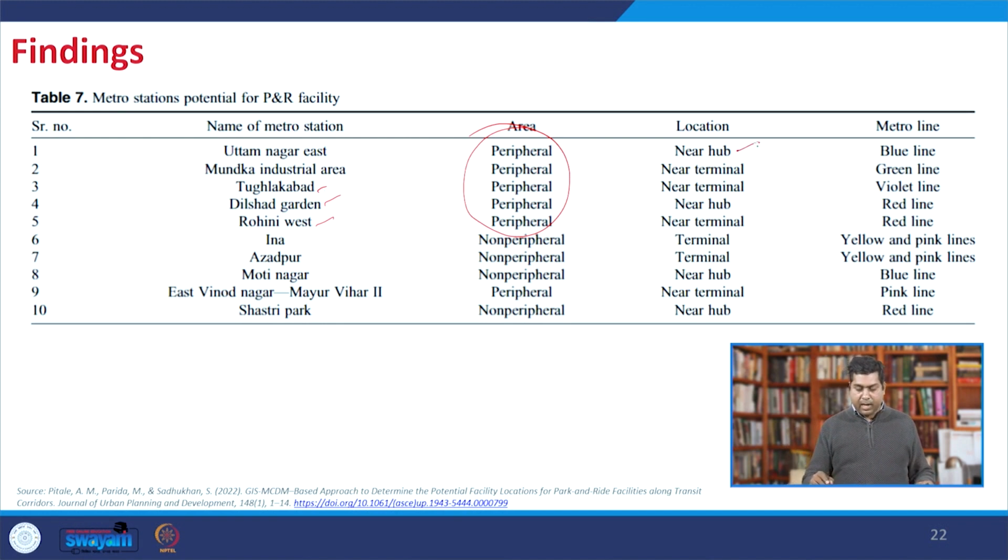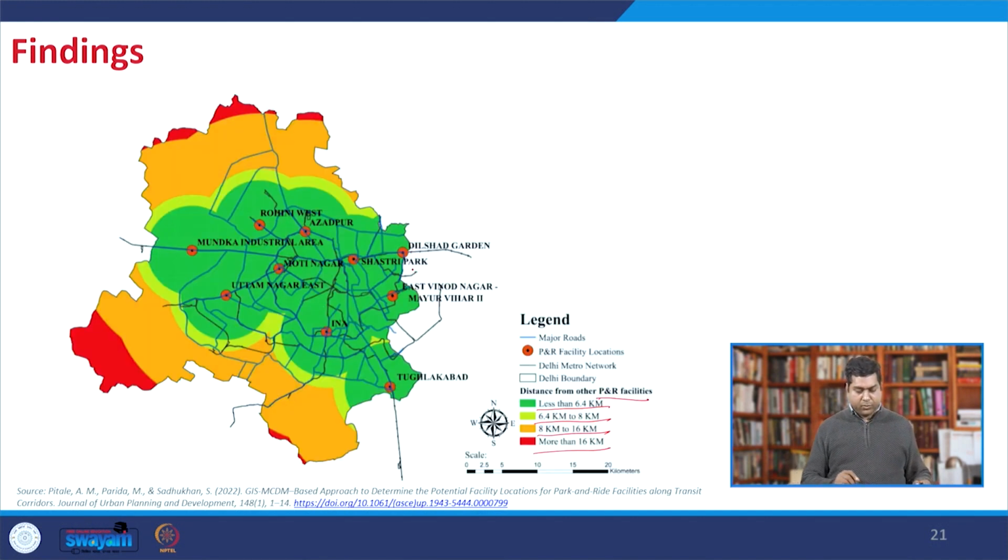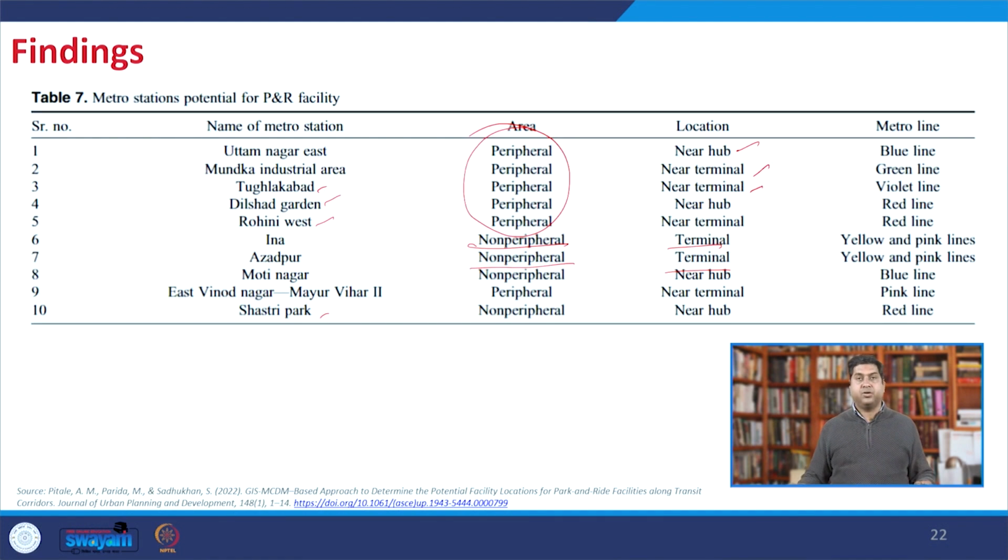The locations are near hubs, near terminals, and these are on different metro lines. So, it has distribution. Then we also have certain stations like Moti Nagar, Azadpur and INA. They are actually in the non-peripheral region, and also these are different terminals. Terminal stations are also very important because one may switch from that location to another. Like that we have Shastri Park and all. Here these are all shown. So, basically it has a good coverage of peripheral and non-peripheral metro stations.